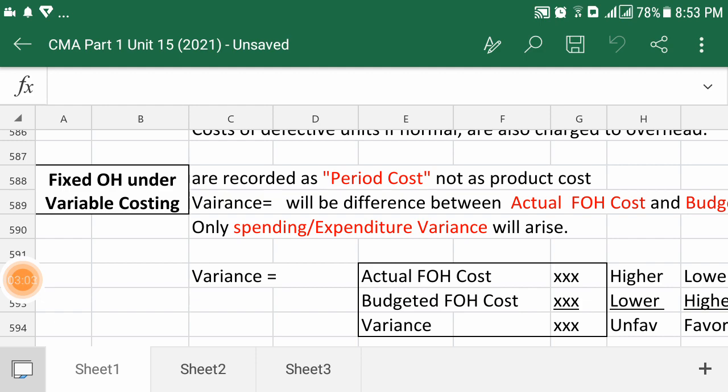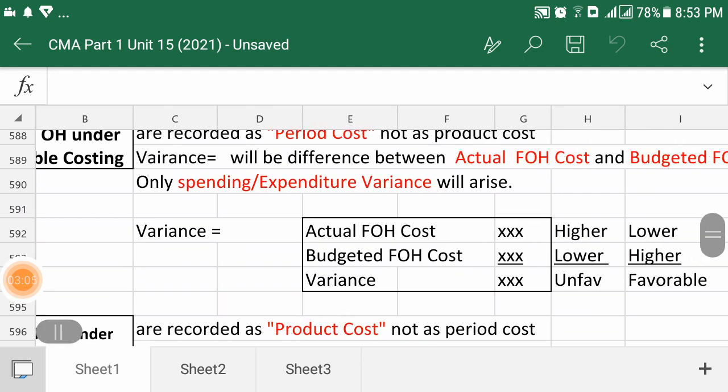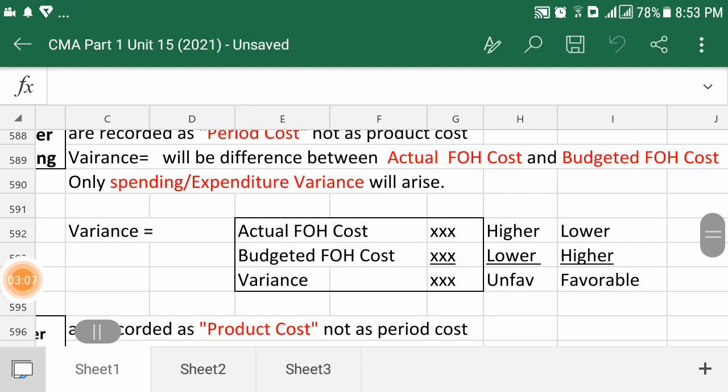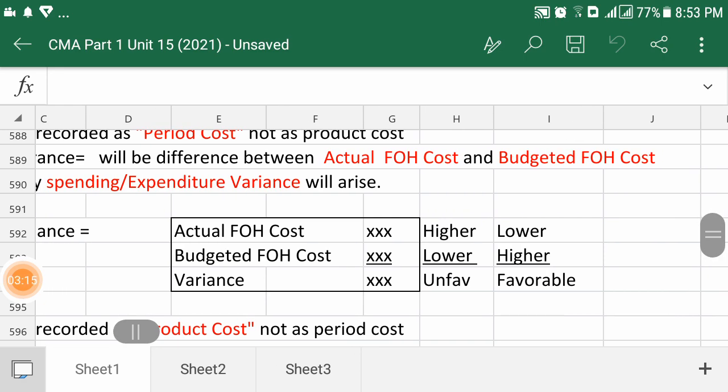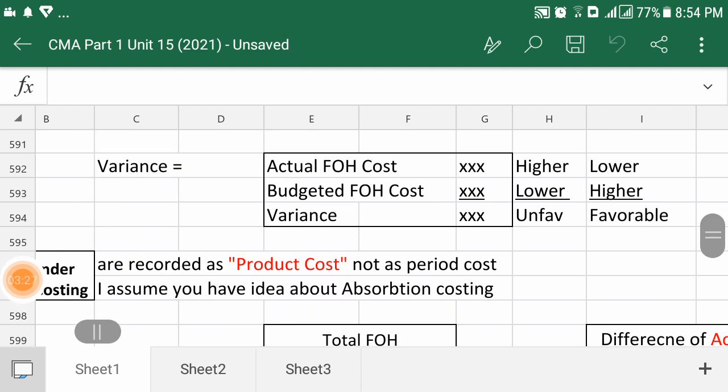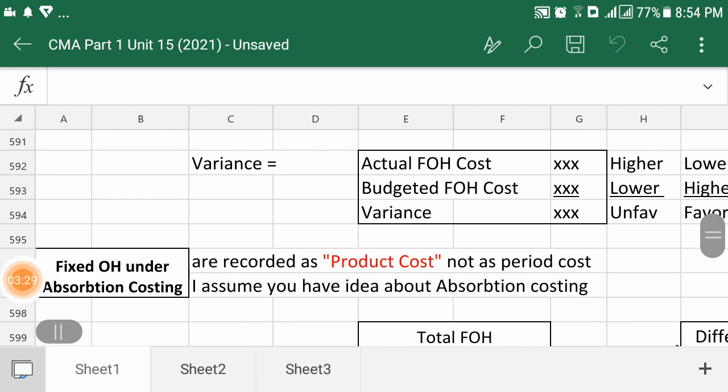You already know a variance is just the difference between actual overhead and budgeted overhead. If actual is higher and budgeted is lower, then it is unfavorable. If the actual cost is lower than the expected one, then it will be favorable, which is good for the company.